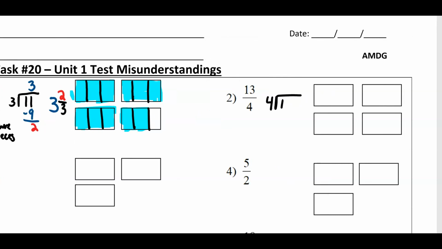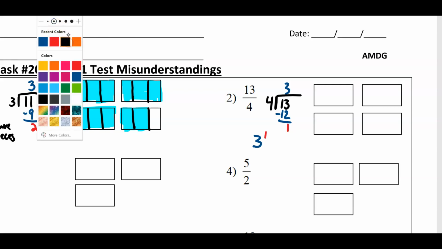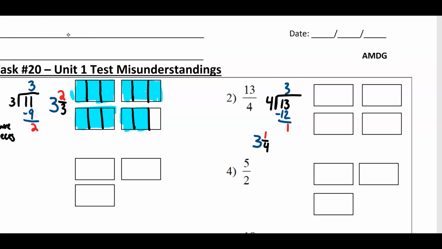4 into 13. 4 goes into 13 without going over 3 times, so that's 12, and we have 1 left over. So again, if I'm doing this correctly, this is my whole number, so that's 3. My numerator is 1, and I keep my denominator of 4. So I'm dividing these up into 4 pieces. 1, 2, 3, 4, 1, 2, 3, 4, 1, 2, 3, 4, 1, 2, 3, 4.